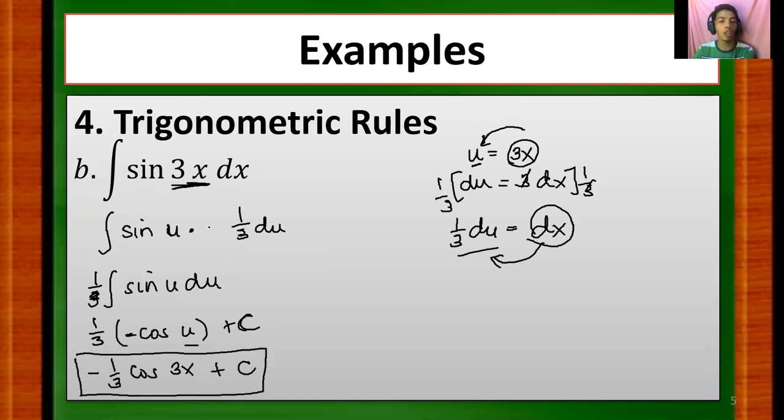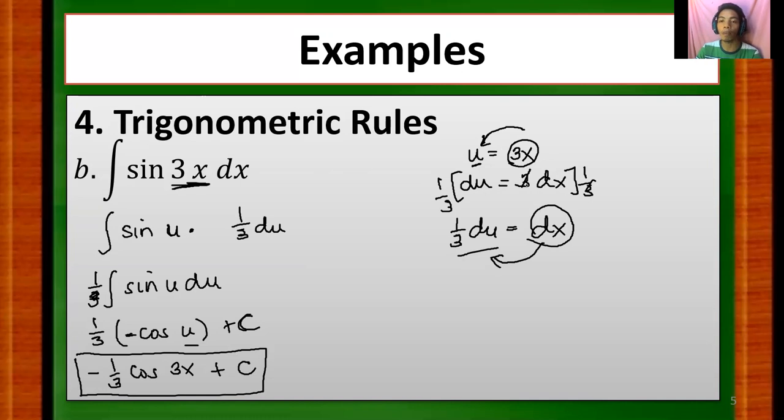So again, una muna, nag-determine muna tayo ng u. And after that, kinuha natin ang du. So sa pagkuha ng du, nagkaroon tayo ng 3dx. So since may numerical coefficient yung dx, kailangan natin siyang i-remove by multiplying both sides by 1/3.